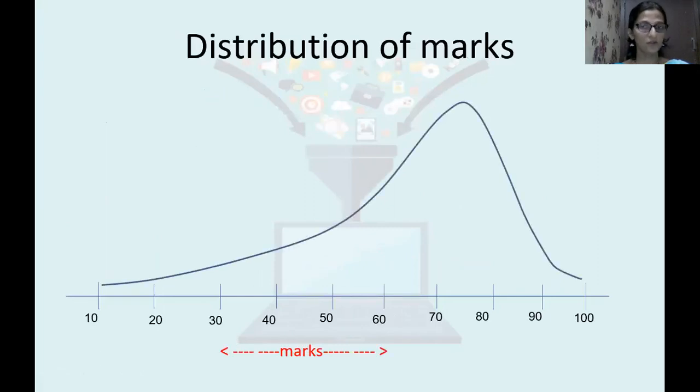The graph might look like this. What is the meaning of this? ಇಲ್ಲಿ 10ಕ್ಕಿಂತ, 20ಕ್ಕಿಂತ ಕಡಿಮೆ ಮಾರ್ಕ್ಸ್ ಇರುವವರು ತುಂಬಾ ಕಡಿಮೆ ಇದ್ದಾರೆ. 90ಕ್ಕಿಂತ ಜಾಸ್ತಿ ಮಾರ್ಕ್ಸ್ ತಗೊಂಡವರು ಕೂಡ ತುಂಬಾ ಕಡಿಮೆ ಇದ್ದಾರೆ. Where is the mean? Mean is this average. ಜಾಸ್ತಿ ಸ್ಟೂಡೆಂಟ್ಸ್ ಯಾವ ರೇಂಜ್ ಅಲ್ಲಿ ಮಾರ್ಕ್ಸ್ ತಗೊಂಡಿದ್ದಾರೆ?